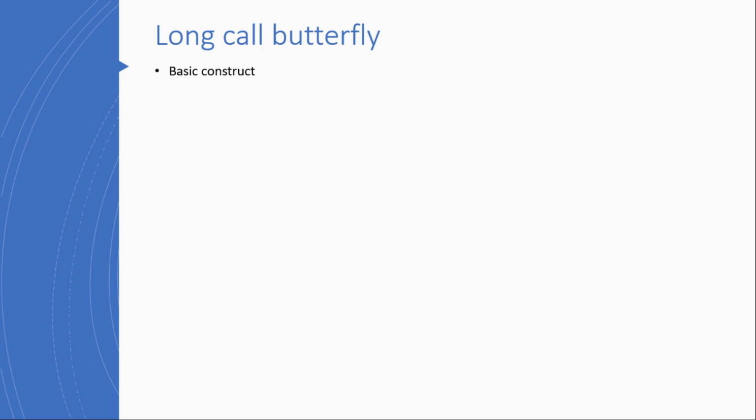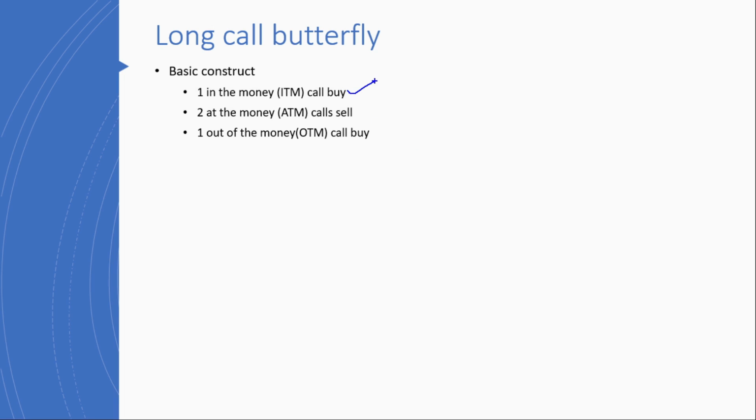If we see the basic construct of a long call butterfly, first you will buy one in the money call option, then you will sell two at the money call options, and finally you are going to buy one out of the money call option. So effectively it's three different positions, but quantity-wise, the sell positions are both at the money, or very close to at the money, and the buy positions will be in the money and out of the money.